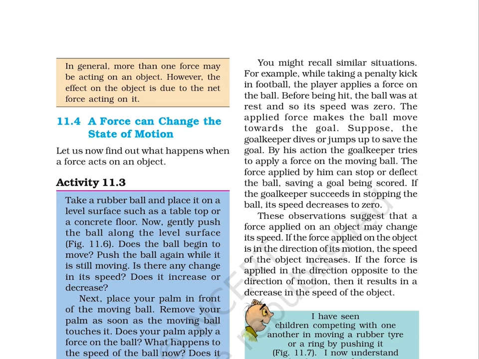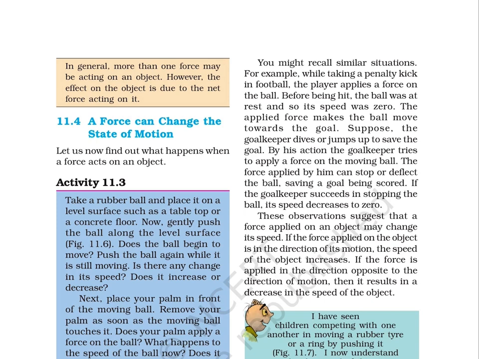The force applied by him can stop or deflect the ball, saving a goal being scored. If the goalkeeper succeeds in stopping the ball, its speed decreases to zero. These observations suggest that a force applied on an object may change its speed. If the force applied on the object is in the direction of its motion, the speed of the object increases.